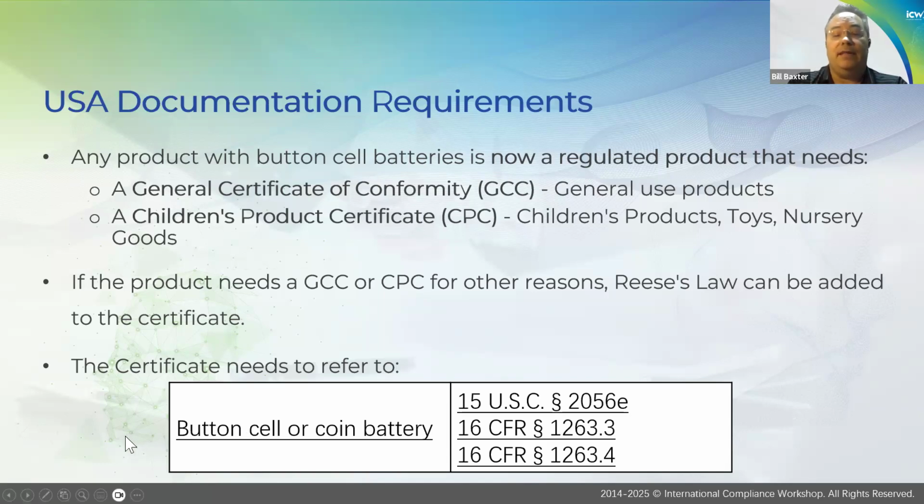And this also means that in the fairly near future, any item with a button cell is going to be subject to e-filing, which is another can of worms that we're not going into today, but might be the subject of a future webinar with ICW.